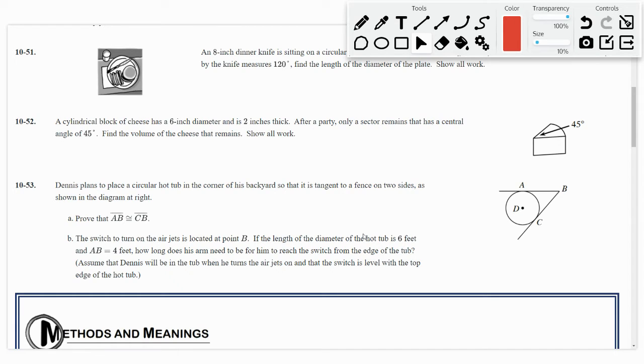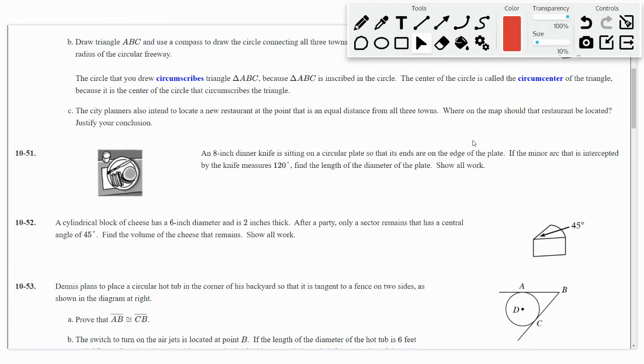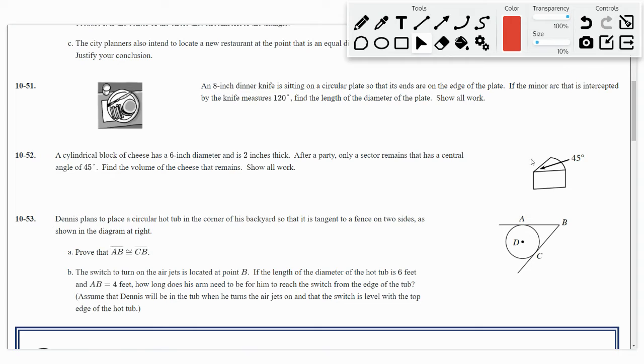So this is lesson 10.1.5. We are doing 10-52 and 53 since we didn't get to class today. And so 10-52, it really isn't much of a circle question as it is more of a cylinder question because it is a slice of a cylinder here. It has a 6-inch diameter and is 2 inches thick. After a party, only a sector remains that has a central angle of 45 degrees. So we're finding the volume of the cheese that remains.